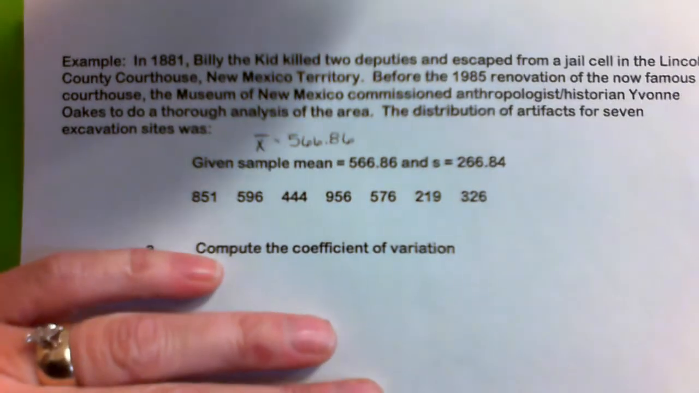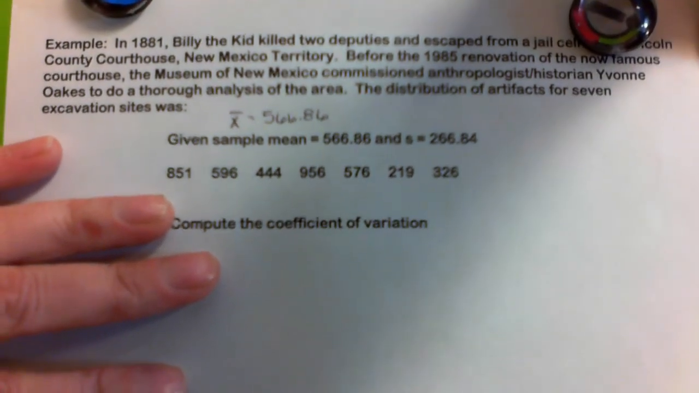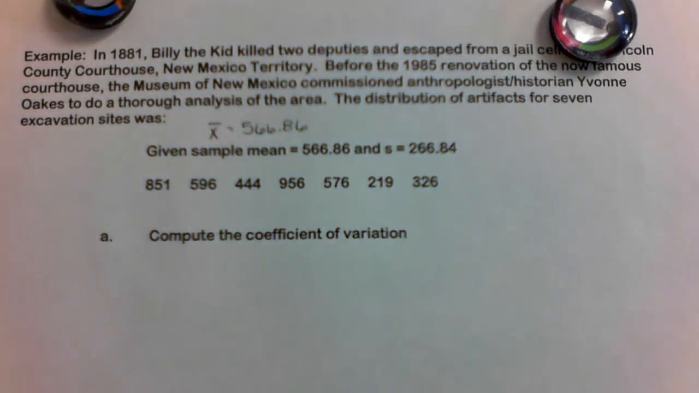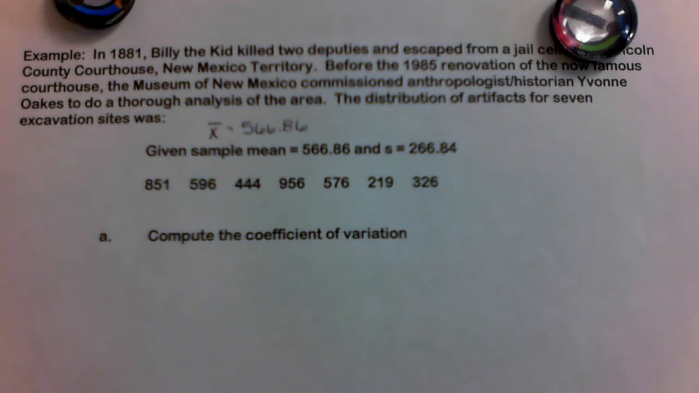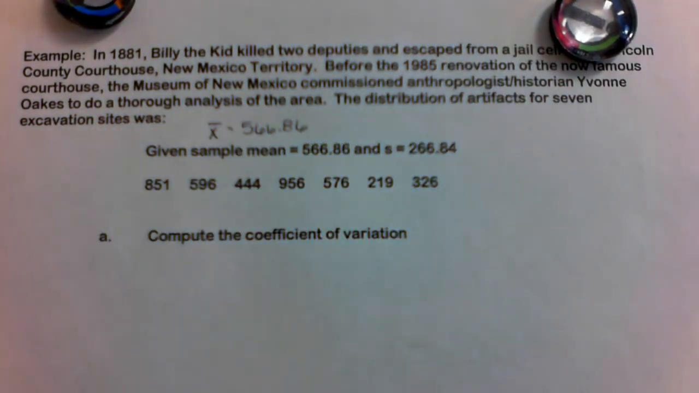Okay, so we're going to look at one last example. And we're going to apply the coefficient of variation that we learned, as well as Chebyshev's theorem. All right, in 1881, Billy the Kid killed 2 deputies and escaped from a jail cell in New Mexico. And then before a 1985 renovation, they had a historian come in and do an analysis of the area, and they looked for artifacts, okay? So here's a sample that they took.